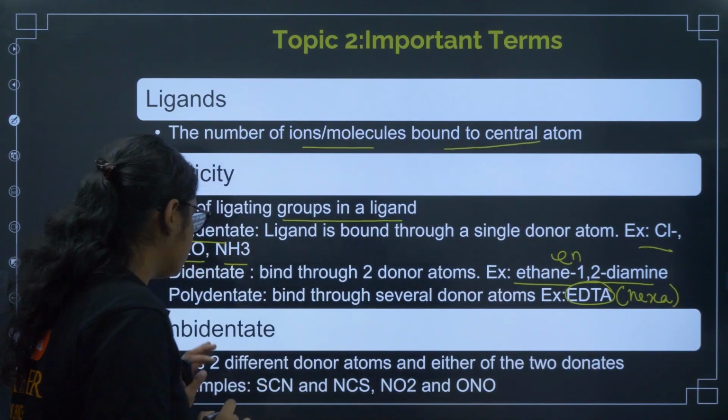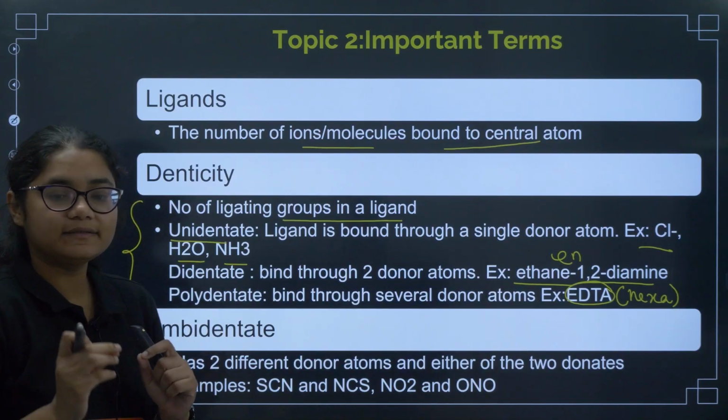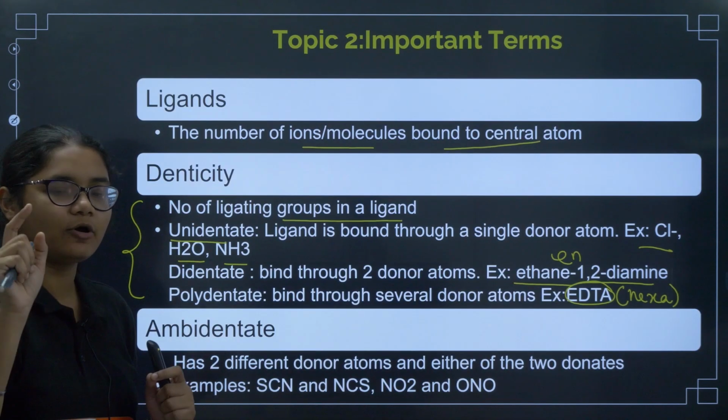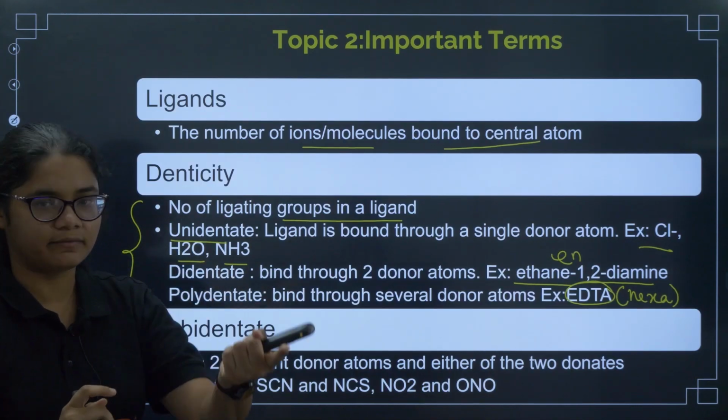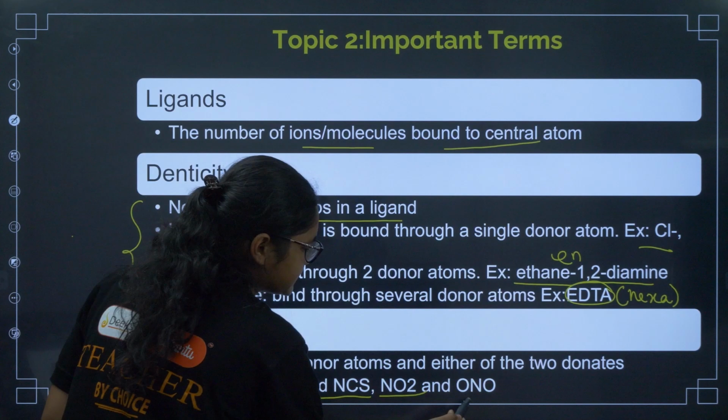Next, coming to ambidentate ligands. What do we mean by ambidentate? It means there are two donating sites in the ligand, but at one point of time only one will donate. Your examples are SCN and NCS, and NO2 and ONO.